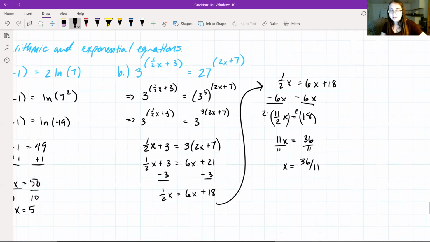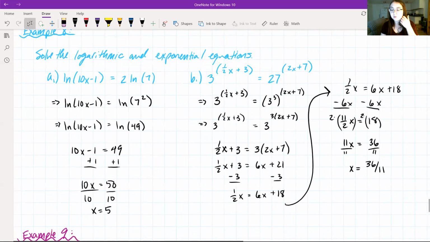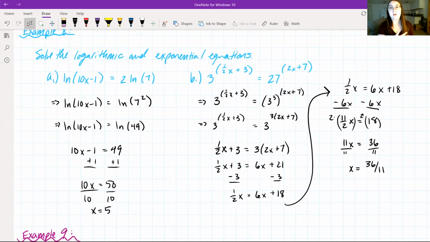So we see that using these properties really comes in handy when solving these equations, because it allows us to just immediately get rid of our base or our logarithm. And then we don't have to deal with the extra steps of actually getting rid of them.